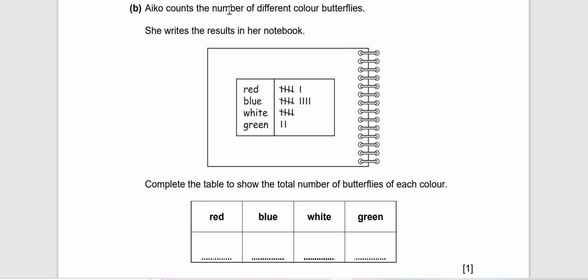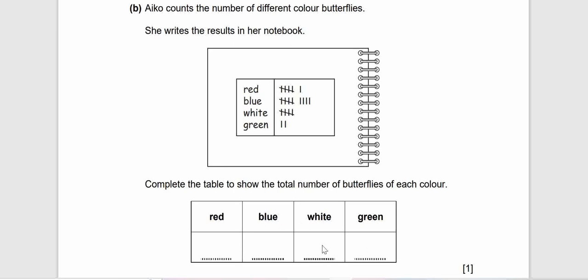Aiko counts the number of different colors of butterflies. She writes the results in her notebook. Red, blue, white, green, with tally. So complete the table to show the total number of butterflies of each color. Red, blue, white, green in here.